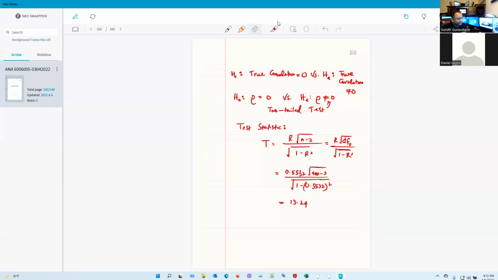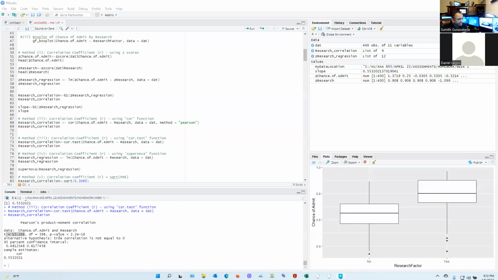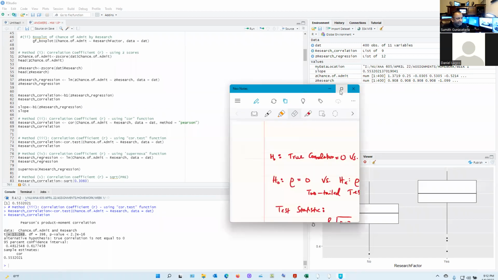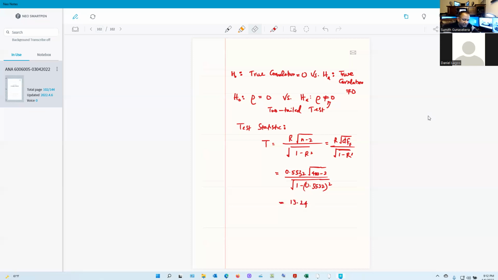Now, with this one, how are we going to make a conclusion? Then you need the p-value now. How do you get the p-value? I'm going to write something here. This tilde means is distributed.